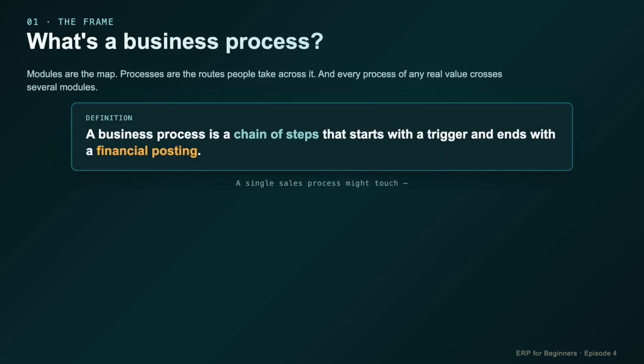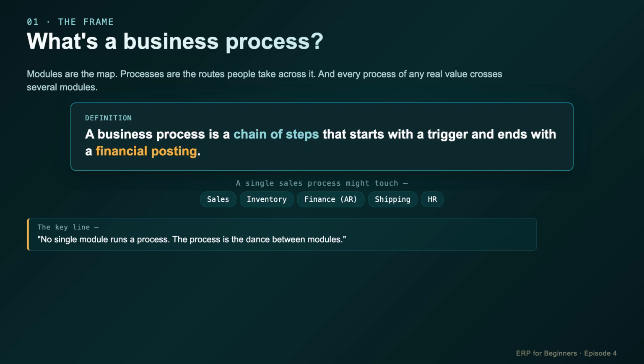Start with the frame. A business process is a chain of steps. It starts with a trigger. A customer asks, stock runs low, and ends with a financial posting.